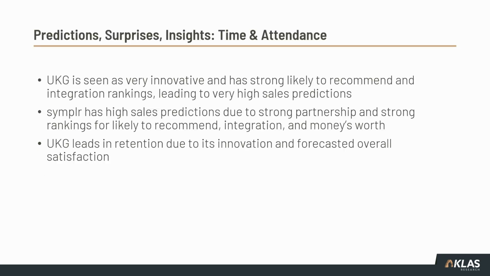Okay. Next, we're going to take a look at the time and attendance segment. So Jen, walk me through what we're seeing here. Perfect. So when we look at time and attendance, UKG is really being seen as innovative and has strong likely to recommend ratings along with integration ratings. And Simpler is also having a really high prediction for sales because of their high likely to recommend and integration and customers feeling like they're getting their money's worth.